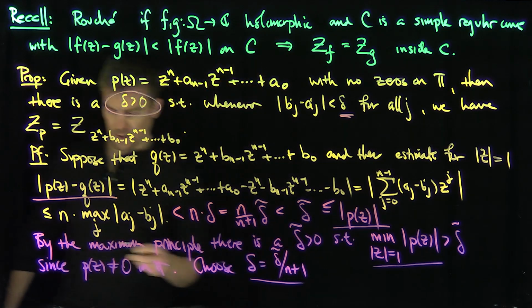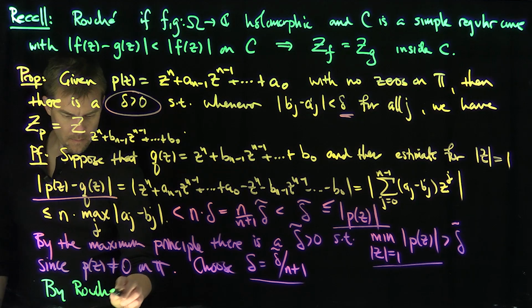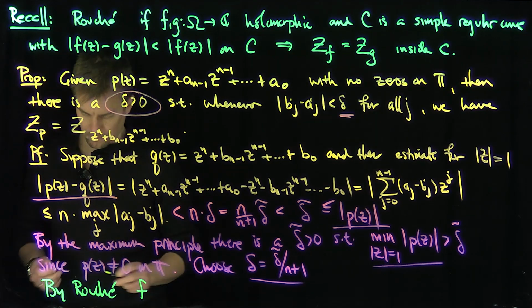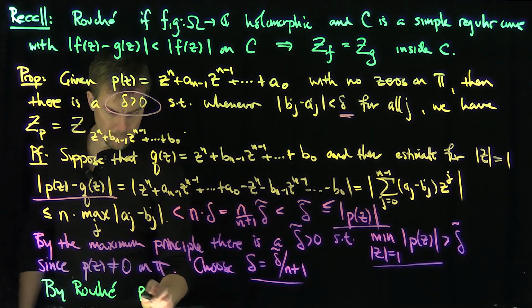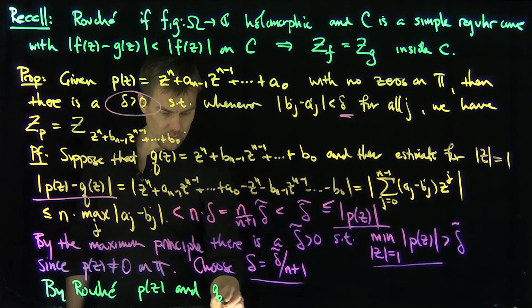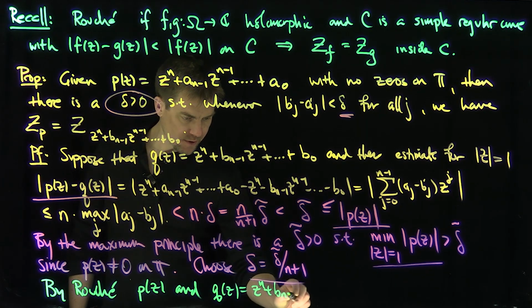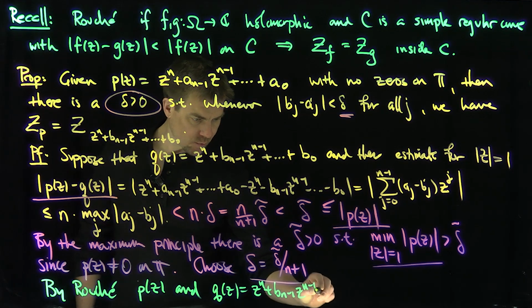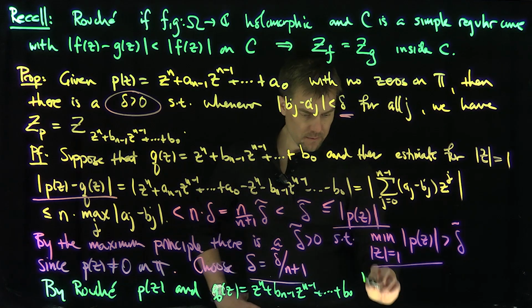And so hence by Rouche's theorem, p(z) and q(z), which is z^n + b_{n-1} z^{n-1} all the way down to b_0, have the same number of roots in D.